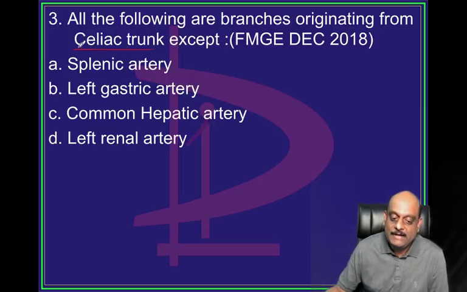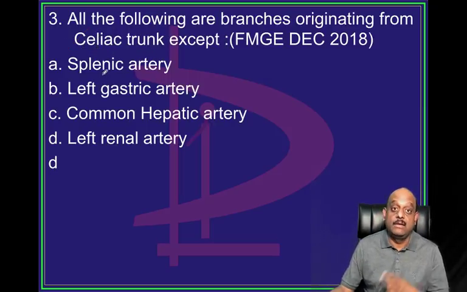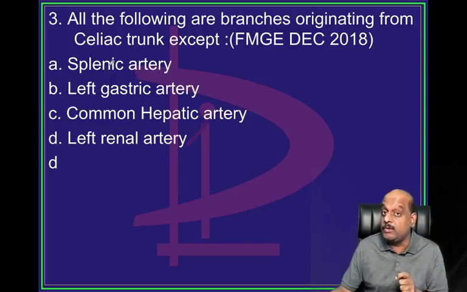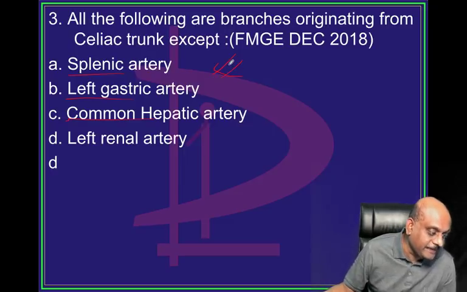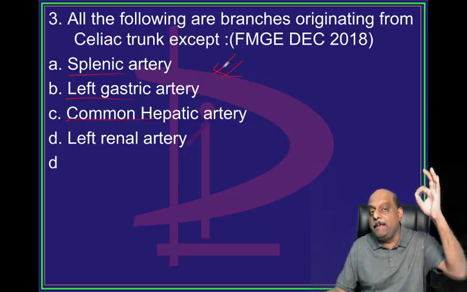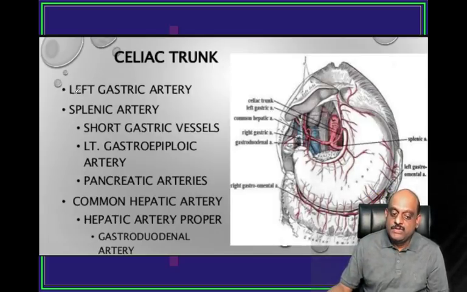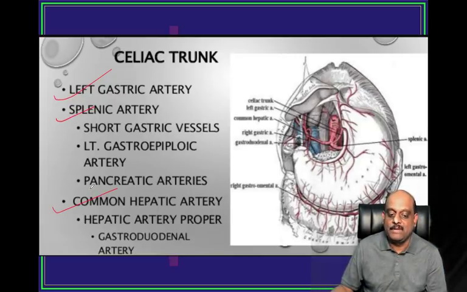Continue. Now, doctor, celiac trunk, what are the branches of it? Very important question, doctor. Same ditto. Either way, there is no surprise. Splenic artery, left gastric, common hepatic artery. These are the three important divisions of the celiac trunk. From the celiac trunk arise the left gastric artery, splenic artery, and common hepatic artery.